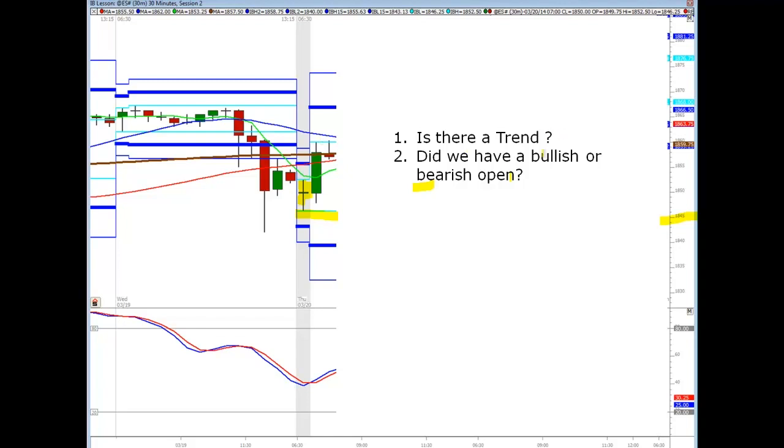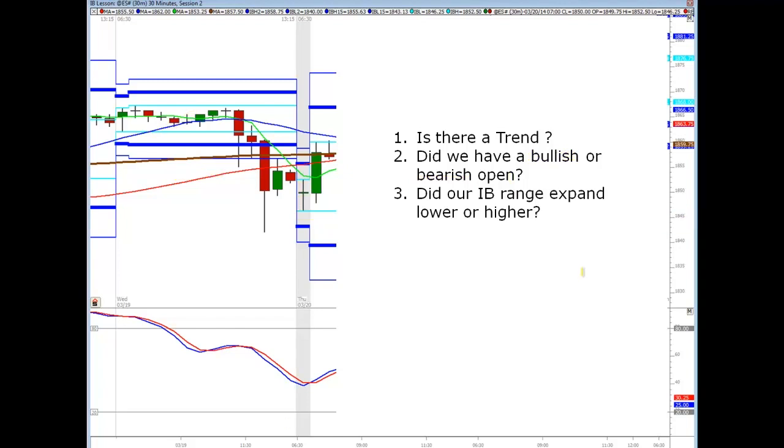So is this a bullish or a bearish open? Should be a bullish open because of the fact that the second 30-minute period of the initial balance was able to take out the high of the earlier or the first 30-minute period. So we've got a bullish open on our hands, and remember, we just talked about the fact that we've been in somewhat of a bullish trend in the past.